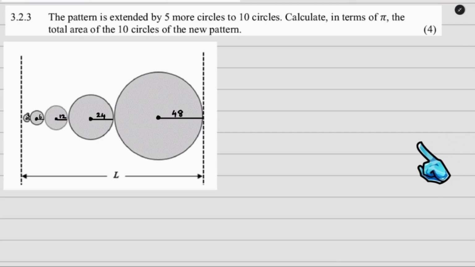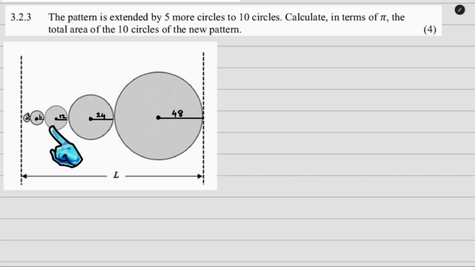Right, the last question in question 3. The pattern is extended by 5 more circles to 10 circles. Calculate in terms of pi the total area of the 10 circles in the new pattern. So I want to look at the areas. I don't want to look at the radii anymore. So let's have a look what the area of the first, second and third one is.